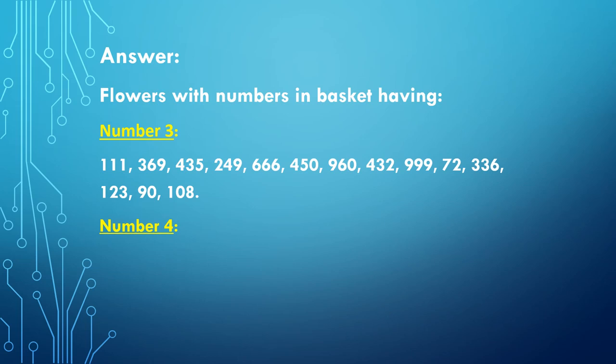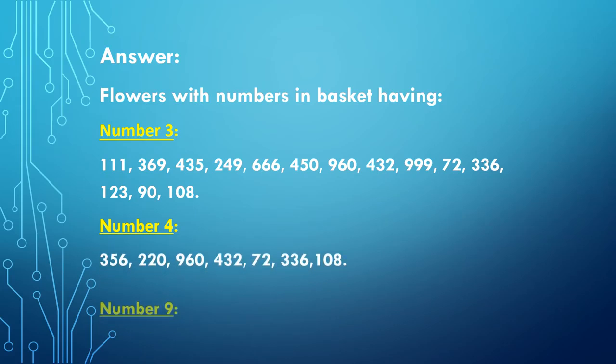Now from this answer we will take one number, that is 432. We will check 432. When you add the digits 4 plus 3 plus 2, the answer is 9. 9 is divisible by 3. So the entire number 432 is divisible by 3. Number 4: 356, 220, 960, 432, 72, 336, 108.